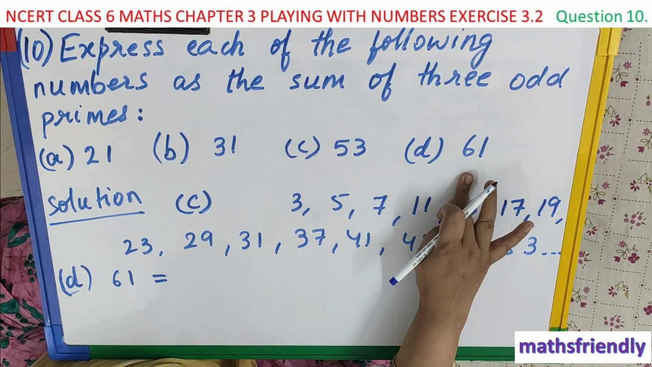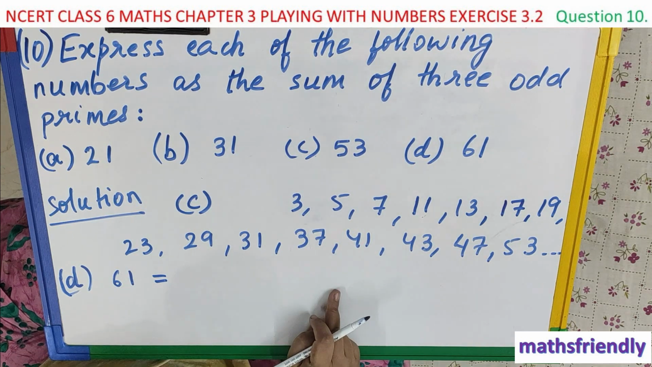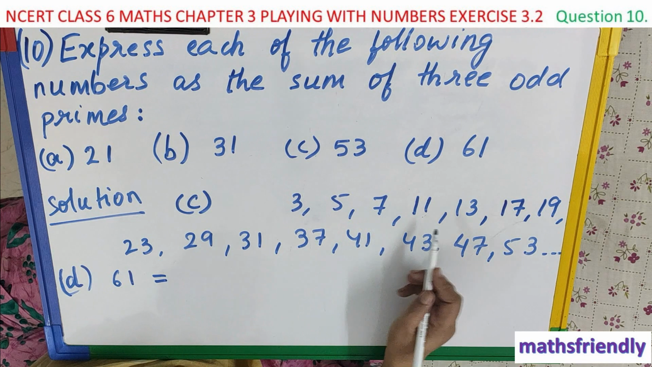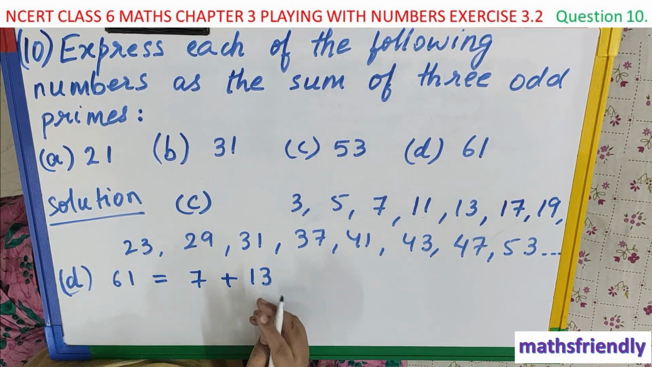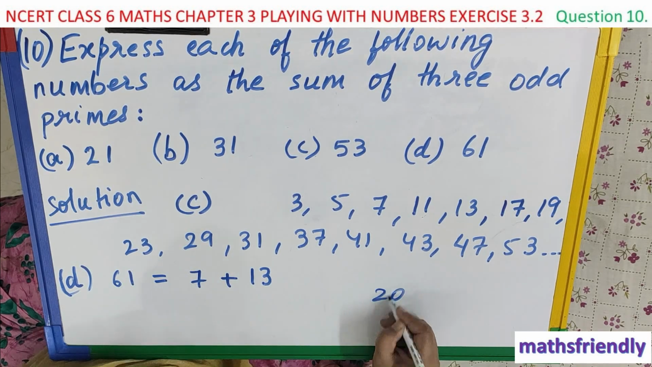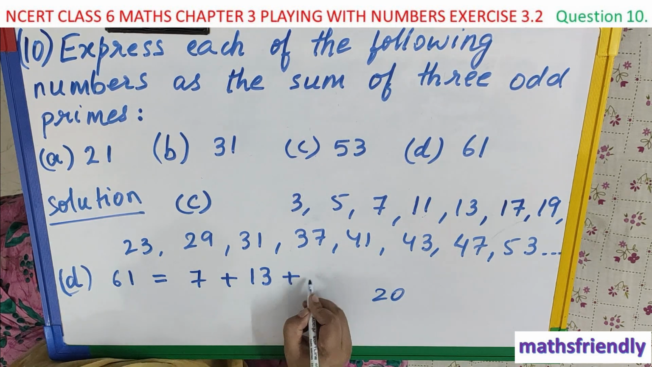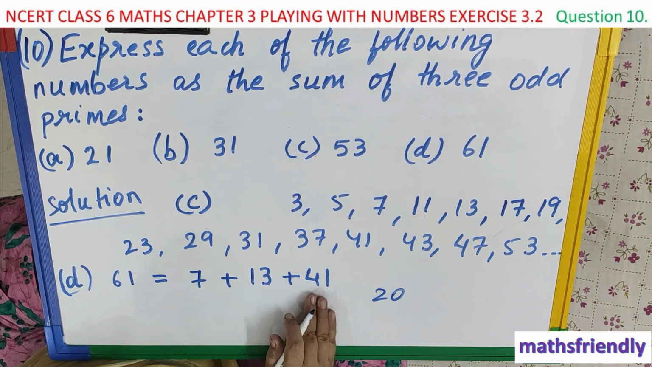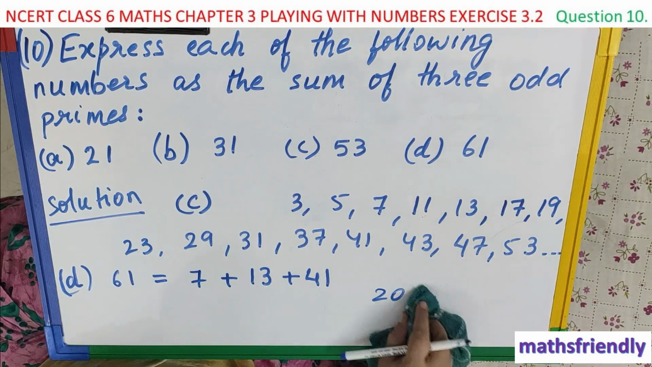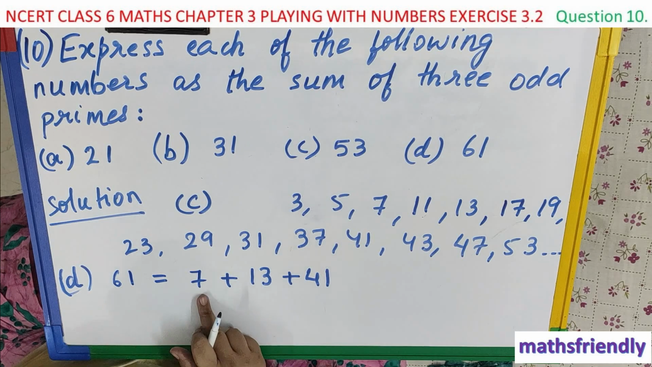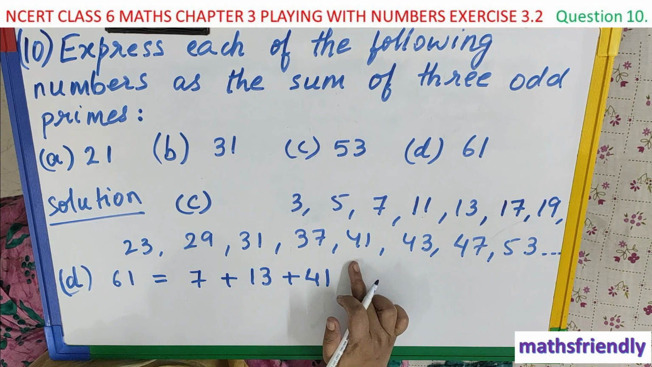Now we have to express 61 as a sum of 3 odd prime numbers, right? So for that, if we take 7 and 13, see 7 plus 13 gives 20, and in 20 how much should be added to get 61? It should be 41, right? So we can add 41 to this 7 plus 13, and we can get 61. So we have expressed 61 as a sum of 3 odd prime numbers. These all are odd prime numbers, 7, 13 and 41, right?